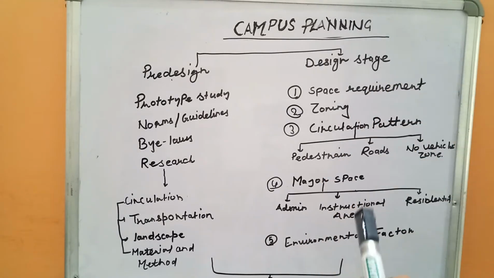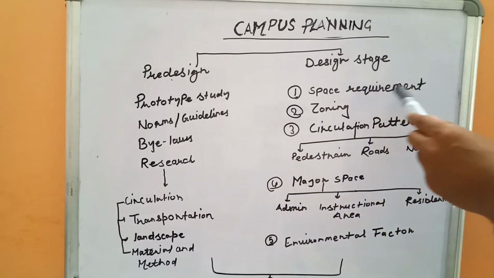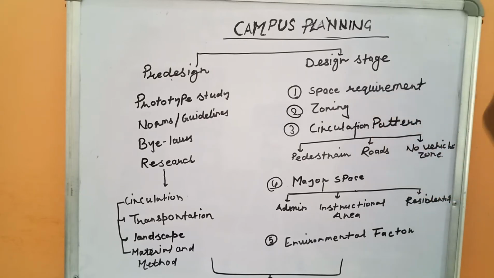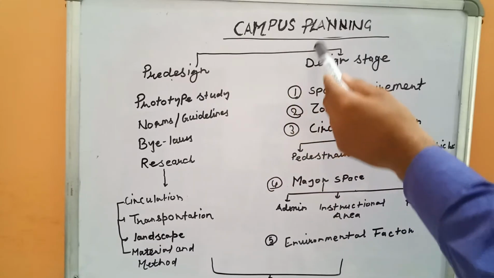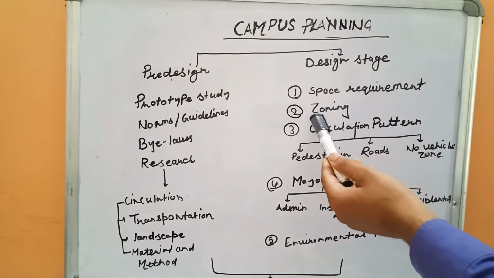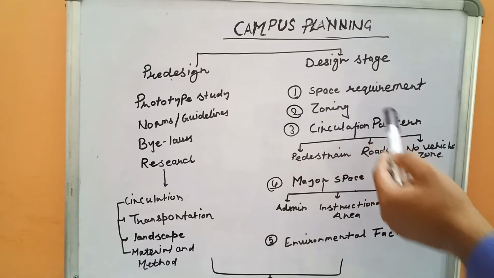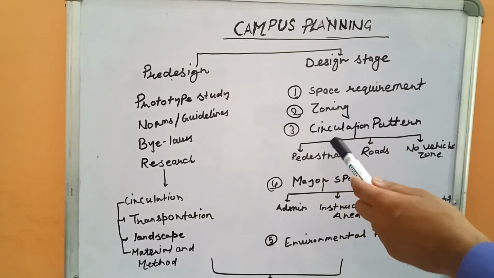And in the design stage, we make sure about the space requirement, total areas, and calculated area chart, and we follow the norms, and then we decide about the space requirement as per the client's needs. Then comes zoning. In zoning, we divide the site into different zones, different locations for different activities, and then we figure out the circulation pattern.